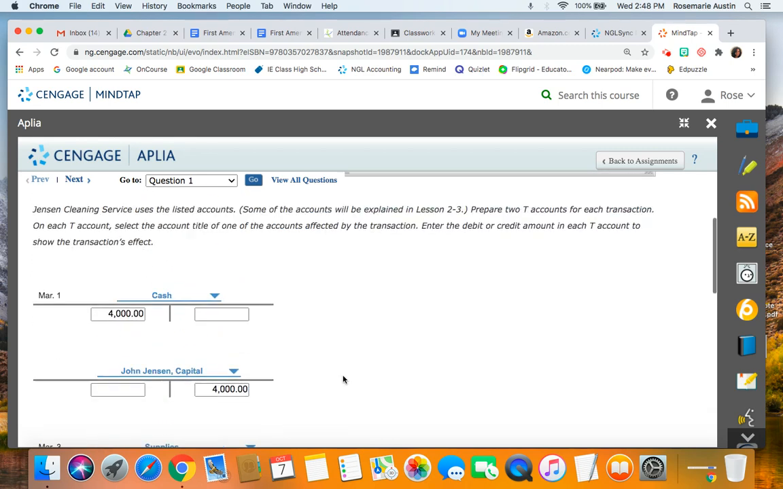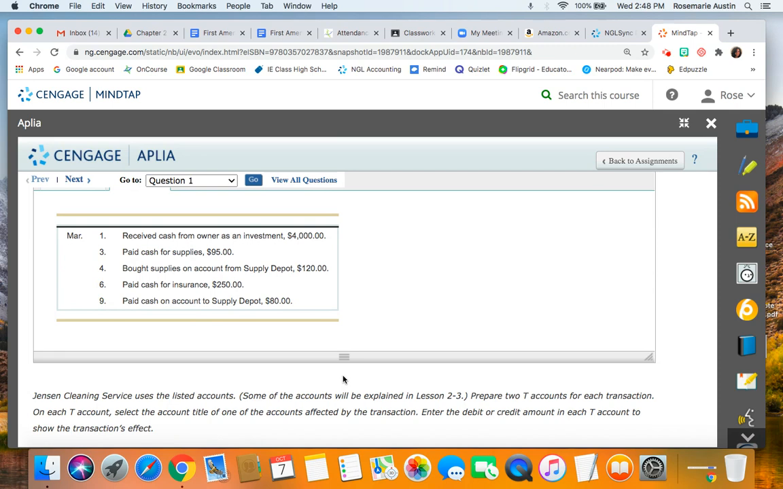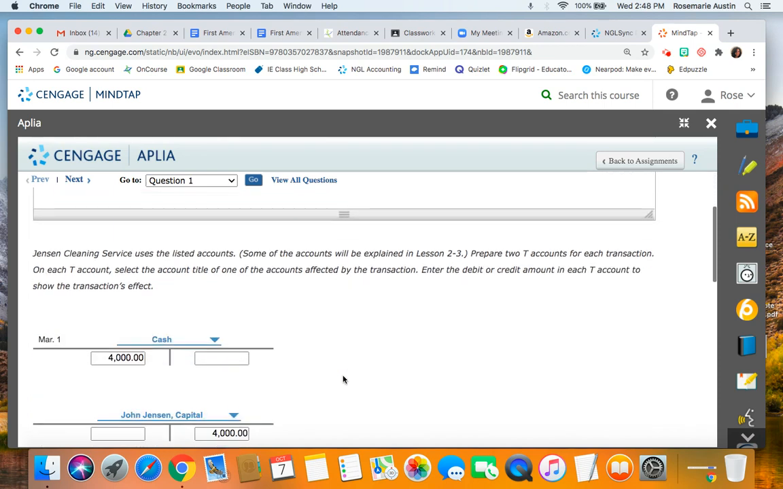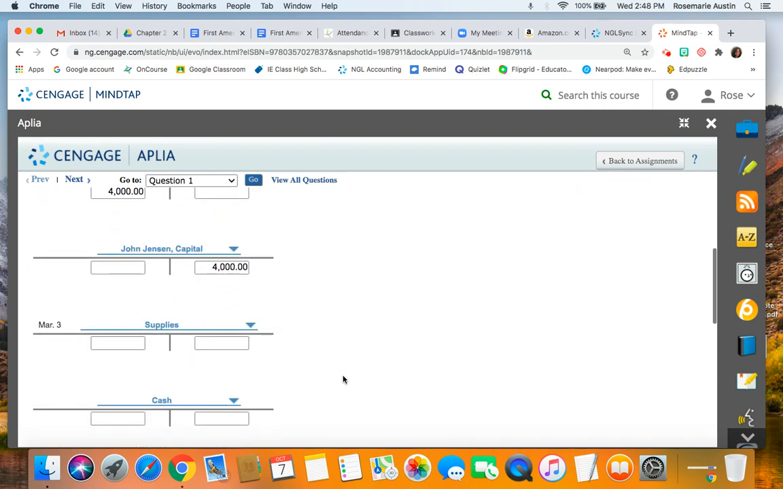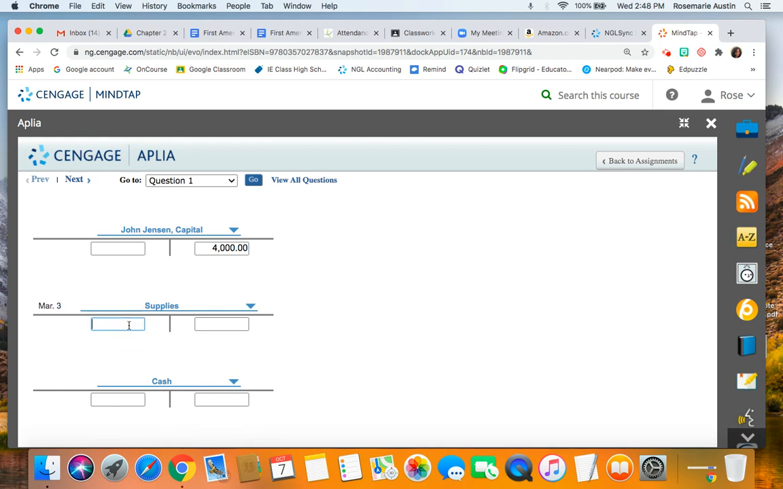If you paid cash for supplies, you're buying supplies, so supplies increases, and supplies increases with a debit entry because supplies is an asset. Assets are on the left side of the equation.